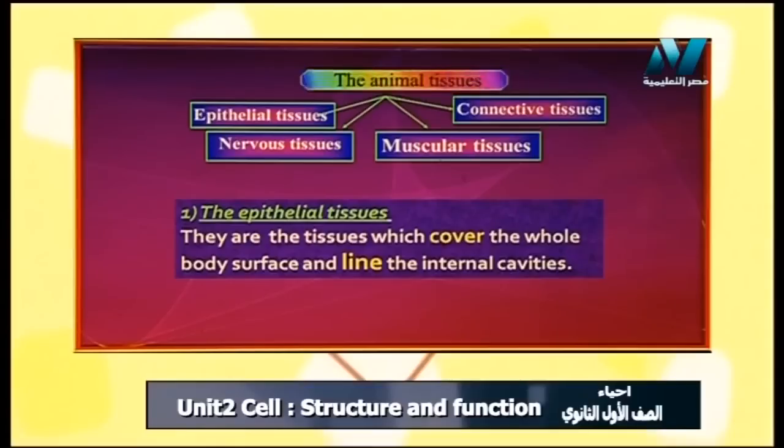Animal tissue consists of 4 types of tissue. The first is the epithelial tissue, the second is connective tissue, the third is nervous tissue, the fourth is the muscular tissue.